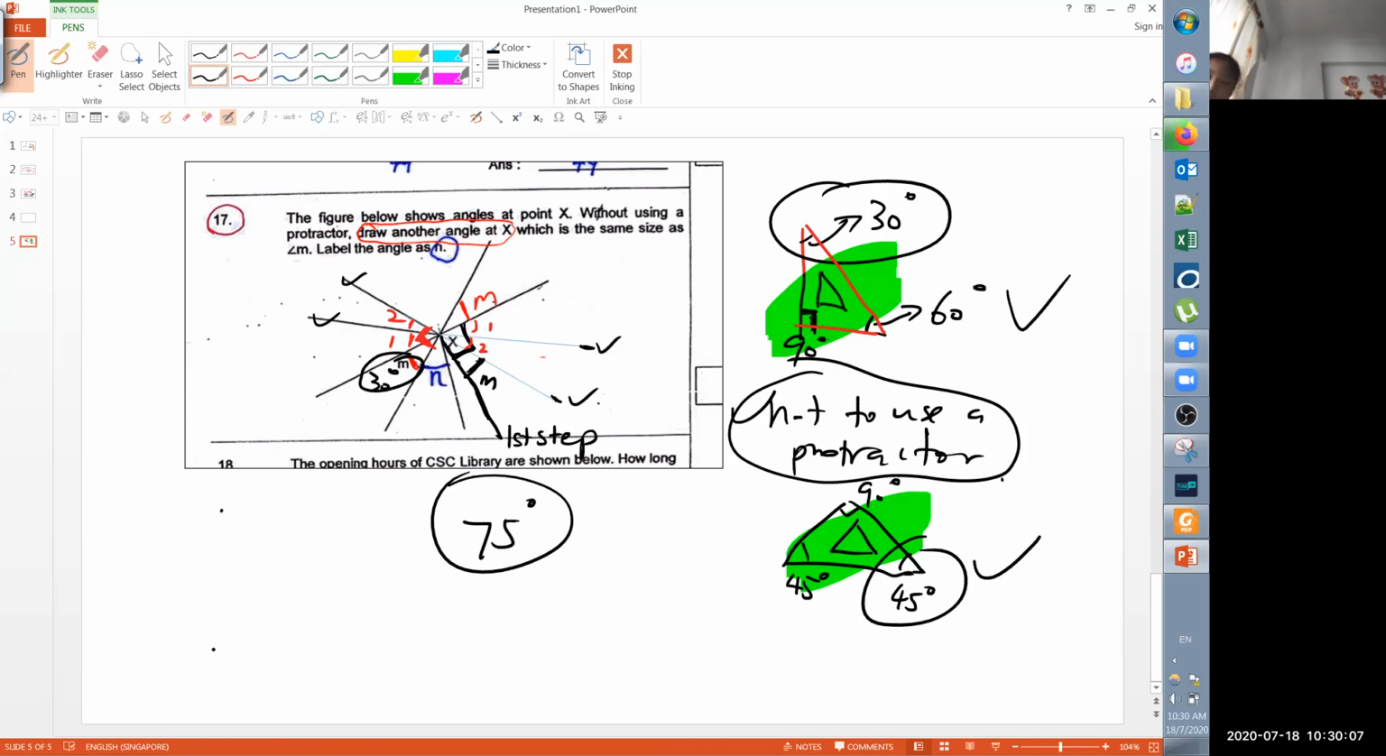Just park your ruler like this, and then you park another ruler here. So this angle will be your 75 degrees. So you know how to play with all the angles here. Okay, all right. Next.